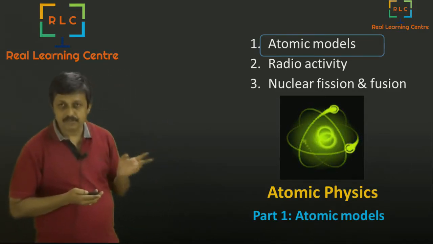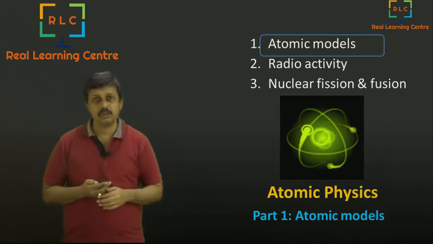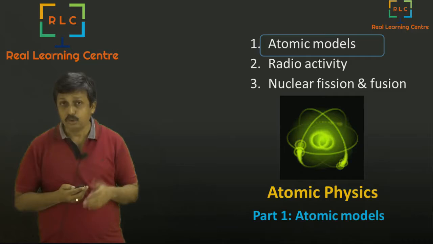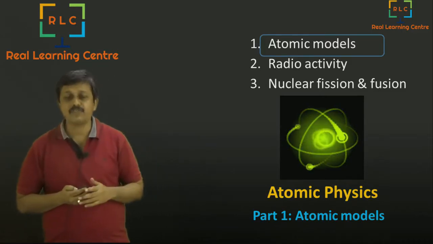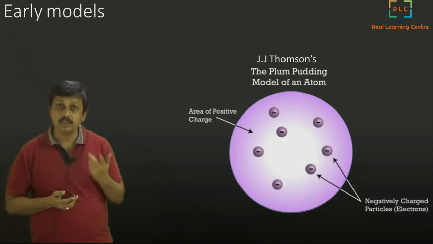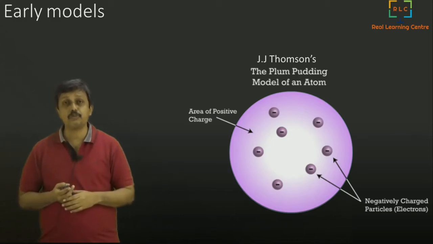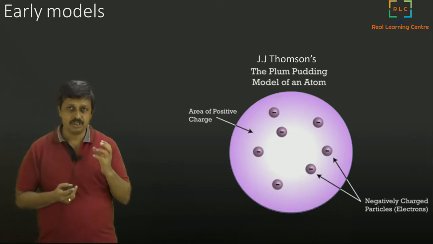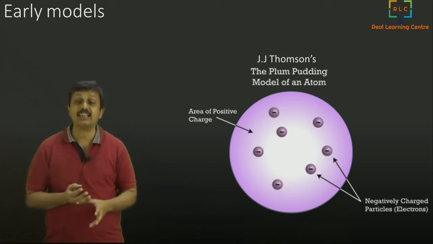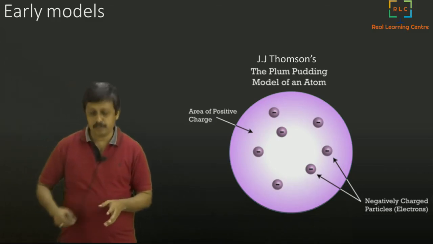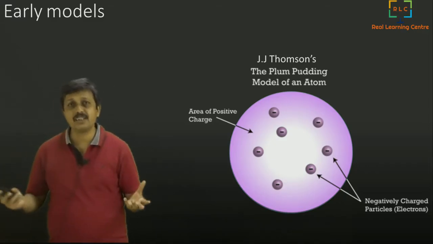So we'll start with atomic physics, where we talk about atomic models. So what is an atom? It is not that people knew what the atom was from long back. In the early models, in Dalton's atomic theory, the atom was considered just an indivisible thing. You cannot even split the atom and see what is inside. The atom was supposed to be the minimal, smallest part of anything, and it could not be divided.